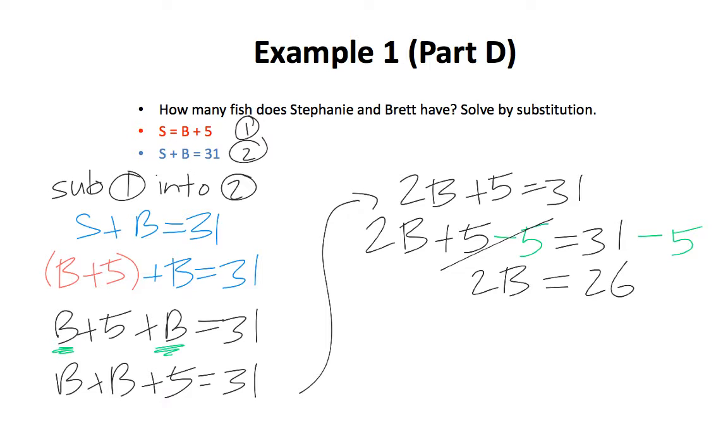Now at this point, you want to get rid of the multiply by 2, and we do that by dividing both sides by 2. 2 divided by 2 cancels out, which leaves me with just B, and 26 divided by 2 is 13. Therefore, we've just figured out that Brett has 13 fish, but we still need to figure out how many fish Stephanie has.